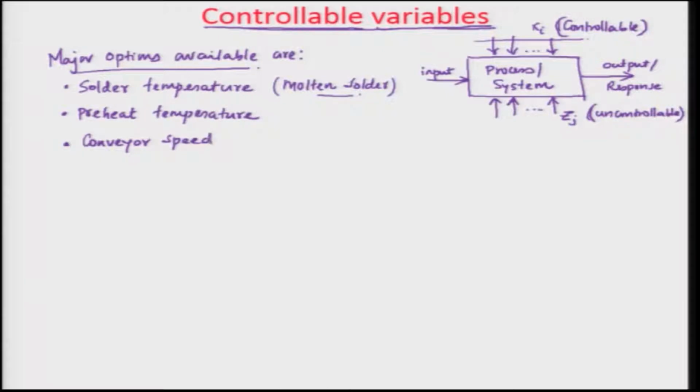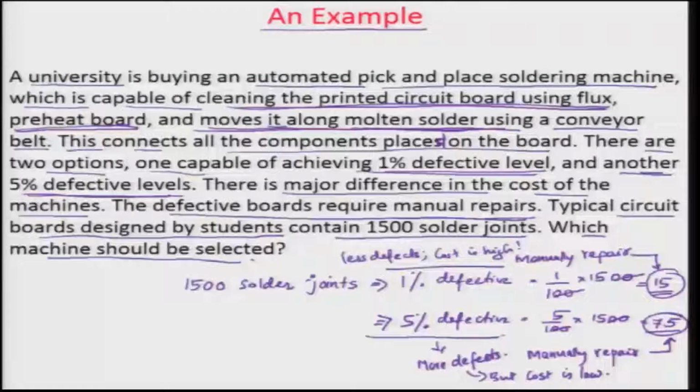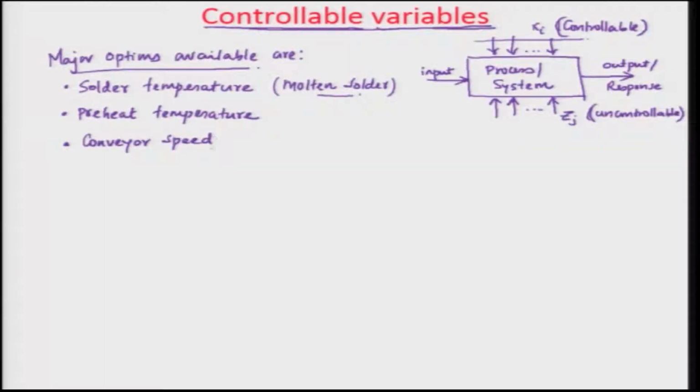Where did I get the conveyor speed? It basically says it moves along the molten solder using a conveyor belt. So the conveyor belt moves it along, and the speed at which this printed circuit board moves along the molten solder bath is an important thing. What is the speed at which it is going? It can be millimeter per minute, centimeter per minute, or meter per minute. We don't know what the speed is, and depending upon the speed, it could affect how it actually works.